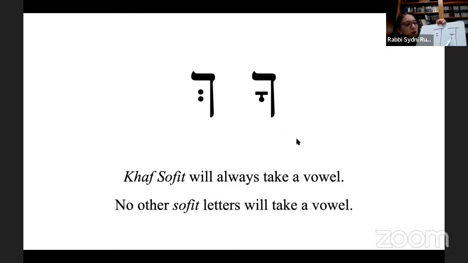So when a word ends with this one, it'll sound like cha, and when a word ends with this one, it'll end with just the ch sound, right? So we'll learn vowels next week, but good to know that you're never going to see it without a vowel in it. It'll always have a vowel in it when it's written.